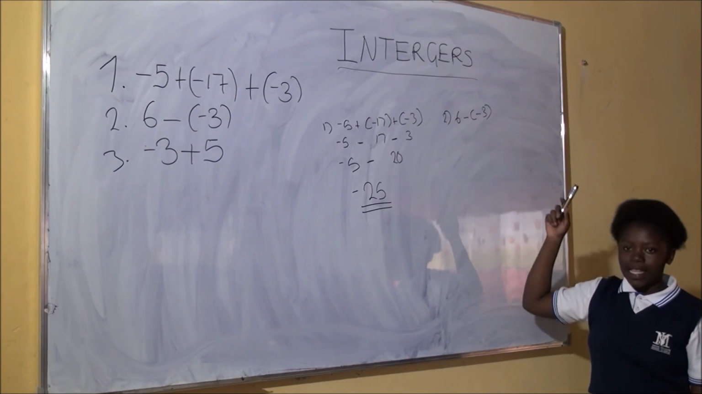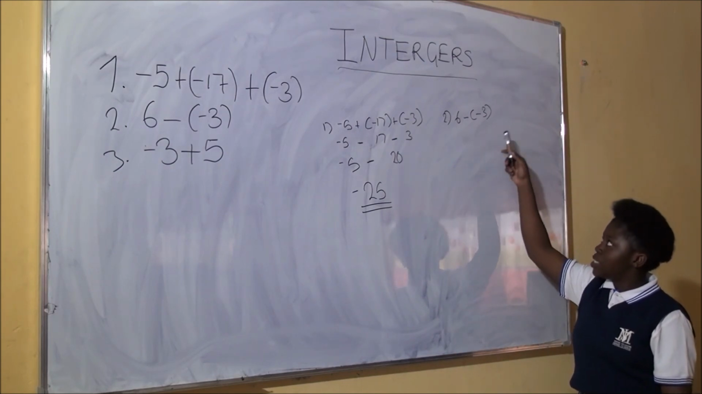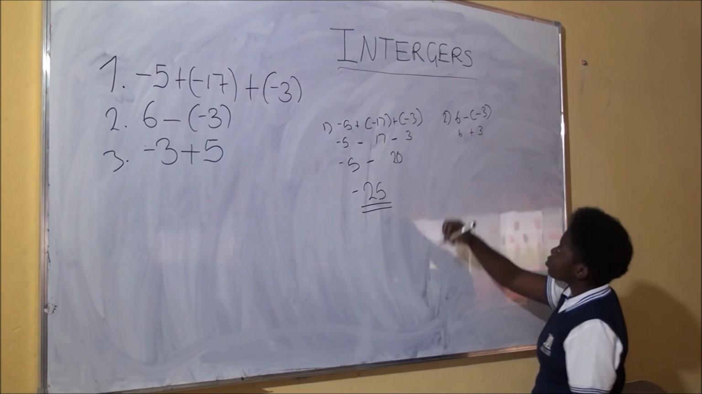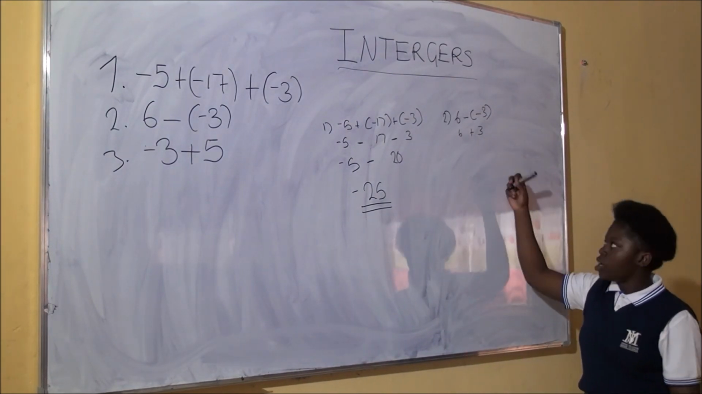Question 2. We're going to multiply the signs. Negative times negative will give us positive. We bring down the numbers. Then 6 plus 3 will be 9.